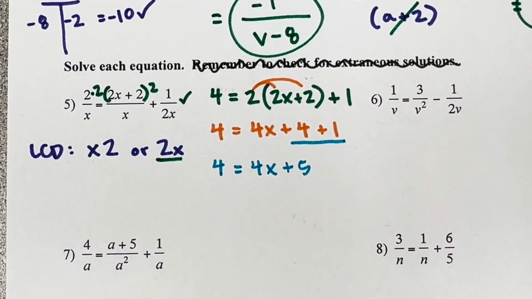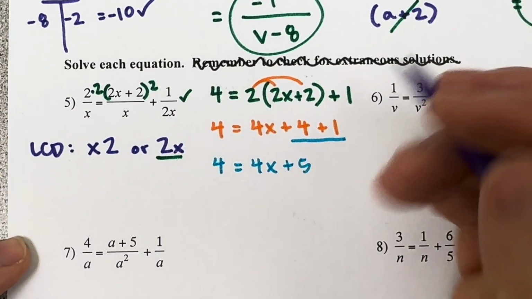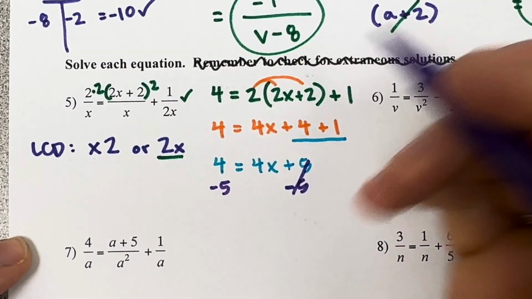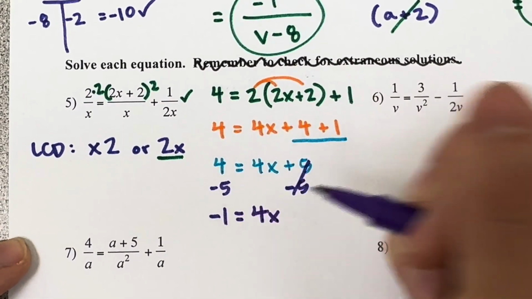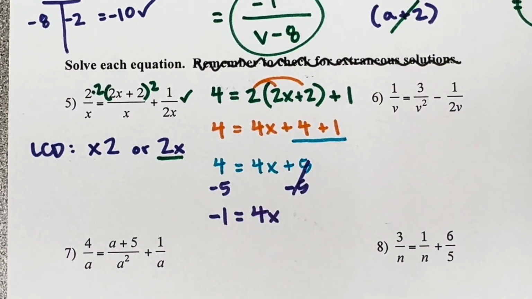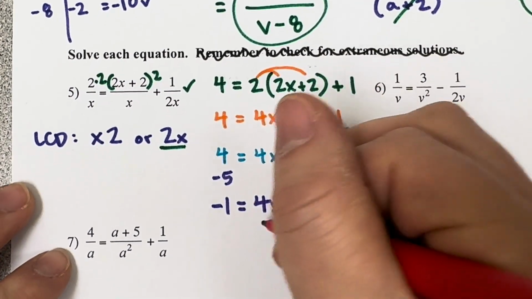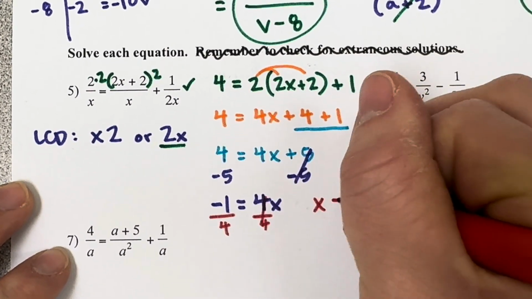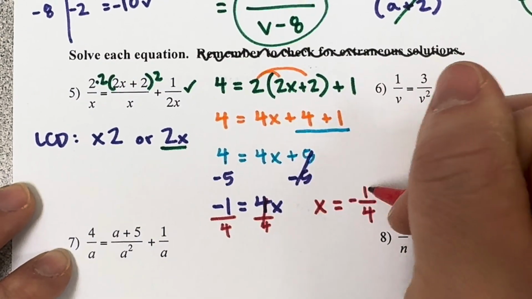Okay, now I just continue to solve this. The farthest from my x is this plus 5, so I have to do the opposite. Subtract 5 from both sides. So I get 4 minus 5 is negative 1 equals 4x. My last step is going to be the opposite of times by 4, which is divide by 4, which means my final answer is negative 1/4.